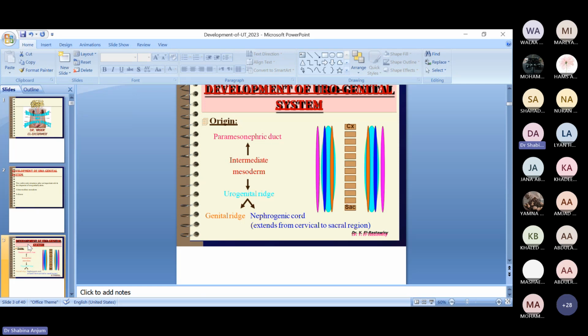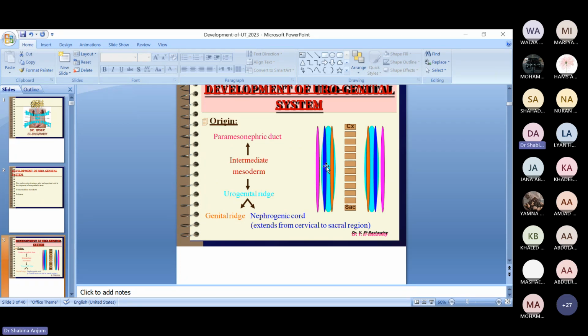First of all, we have the intermediate mesoderm. So this is the developing embryo. Can you see my cursor? Yes. Okay, so this is the structure of the developing embryo, in which you can see the developing vertebral column, which is from the cervical to sacral region. On each side of this, you have the formation of intermediate mesoderm.